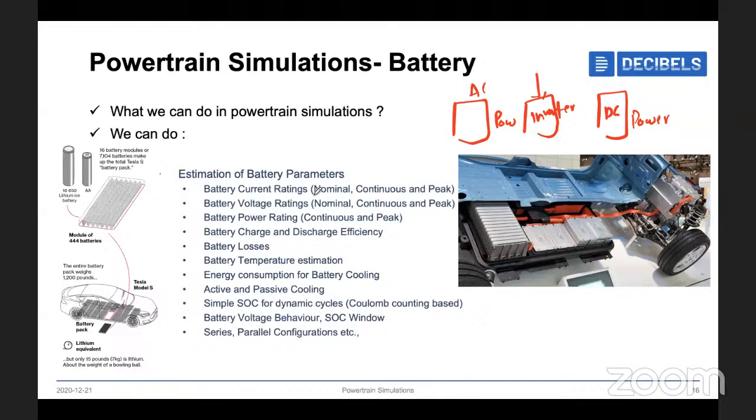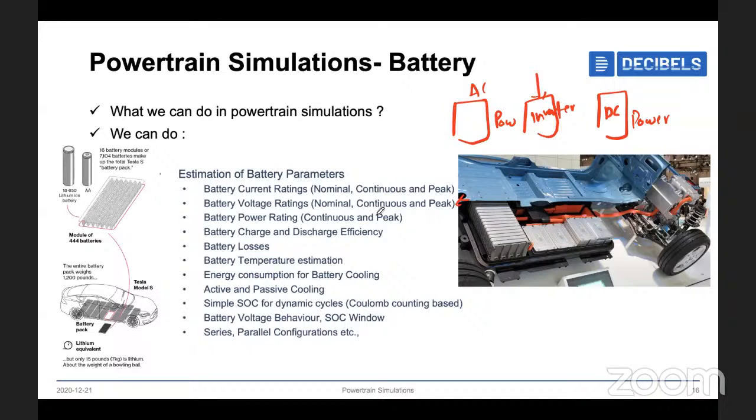And also the battery voltage ratings, again here we'll have nominal, continuous, and peak. These are very important because in batteries we have over voltage, nominal voltage, and under voltage limits. So we always have to operate the battery in between these limits. Okay, so that's how we'll be implementing these things, and we can analyze these three things also.